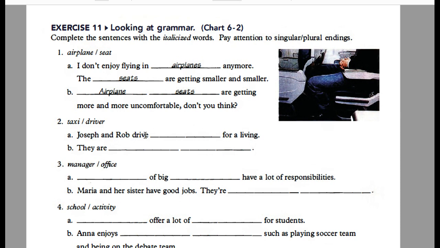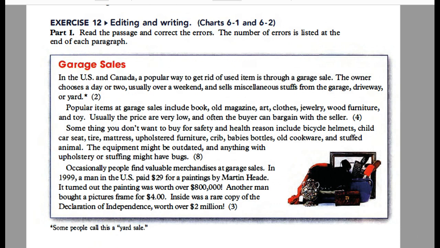So if we want to continue here, the second question, Joseph and Rob drive a taxi for a living. They are taxi drivers. So Joseph and Rob drive a taxi for a living. They are taxi drivers. Fine. So continue the others on your own, and you will find it easy to continue.